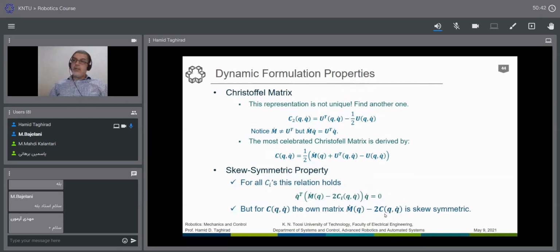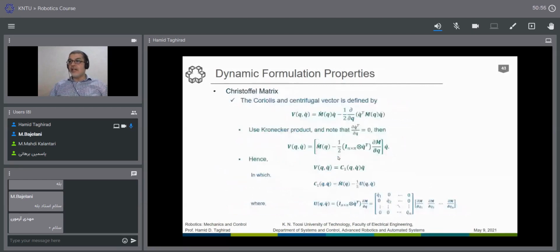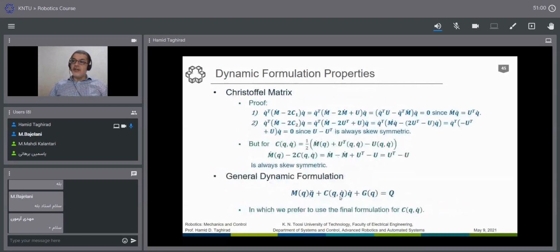No matter why, in different books they don't show you the different values of that, but we go with this matrix. If we have this matrix, we can show that the matrix formulation is always M(q)q̈ + C(q,q̇)q̇ + G(q) = τ, or equal to Q, as we defined it by the Lagrange formulation. Instead of V, we can use Cq̇.